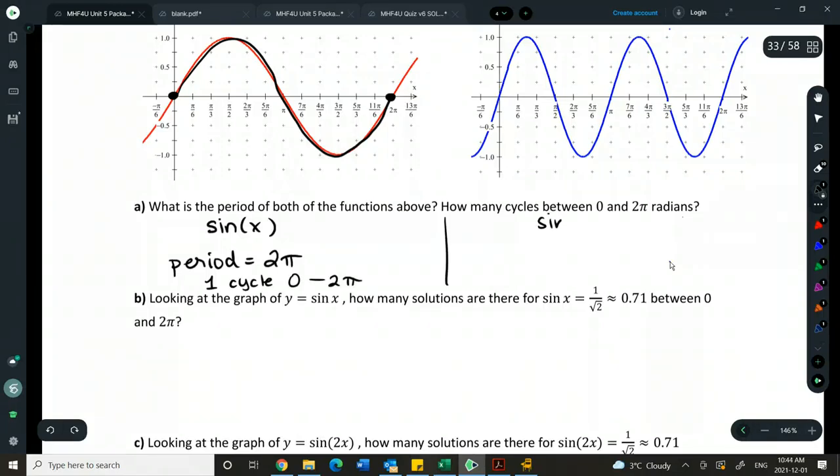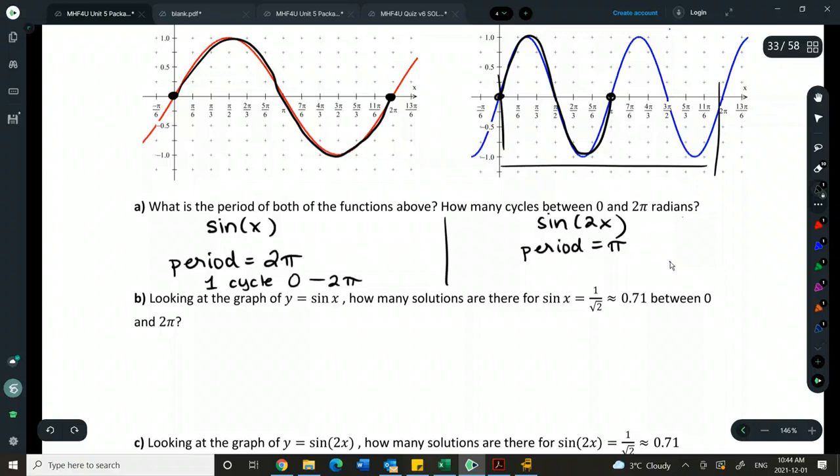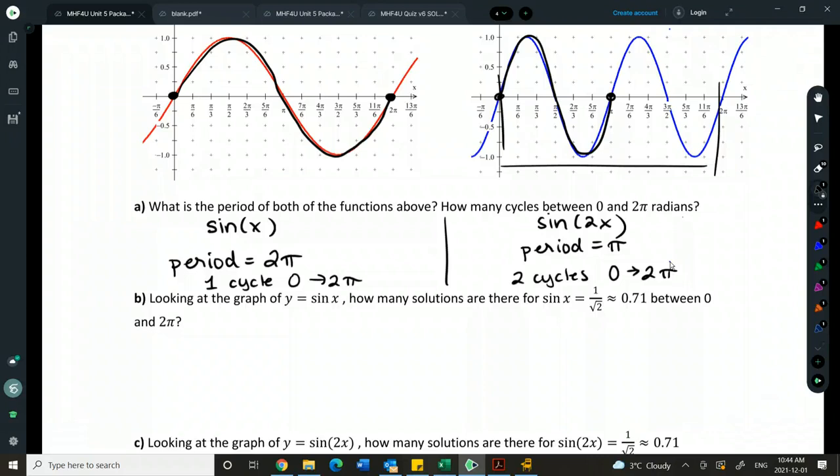For sine of 2x, what did you guys come up with for the period of this one? Pi. So one full mountain and one full valley here happens between 0 and pi. And how many cycles do we see in between 0 and 2 pi? Okay, so there are 2 cycles. As I said, because we have compressed this by a factor of a half, now there's double the amount of cycles inside 0 to 2 pi.